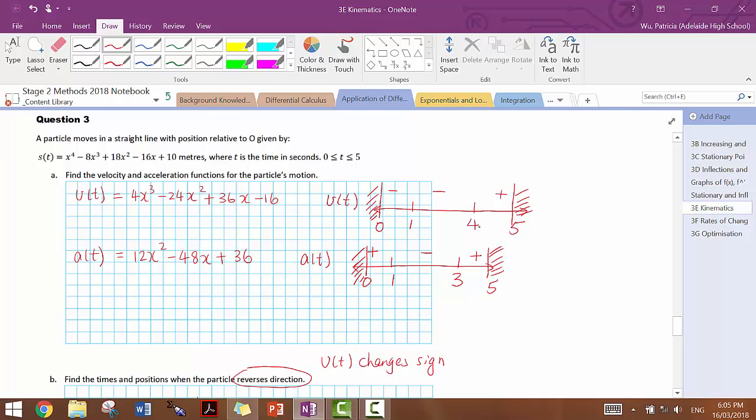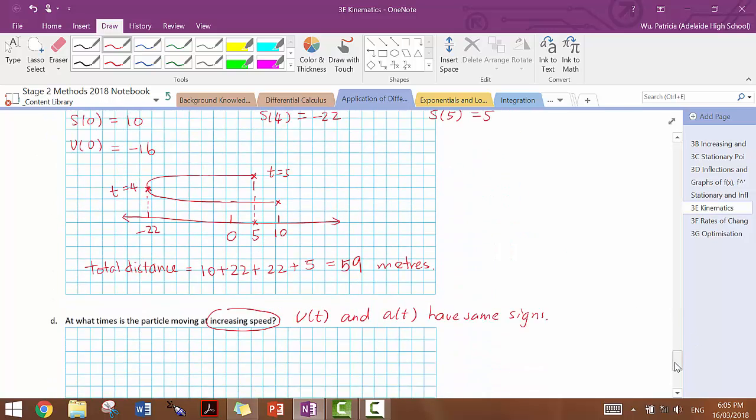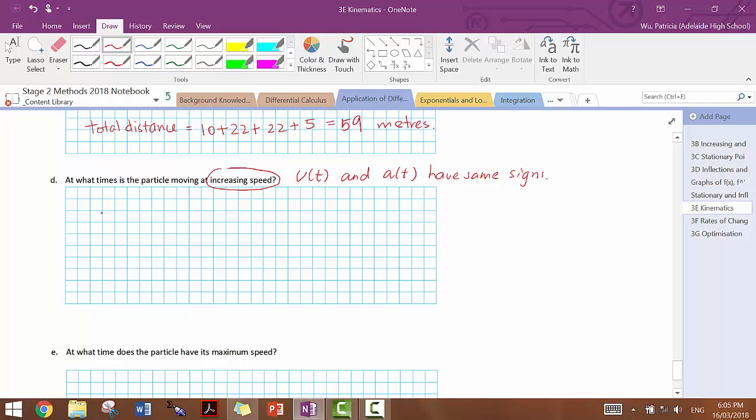And also in between 4 and 5, that's where they are both positive. So the speed is increasing when t is in between 1 and 3, and also when t is in between 4 and 5. So in between 1 and 3, that's when they're both negatives, and in between 4 and 5, that's when they're both positives.